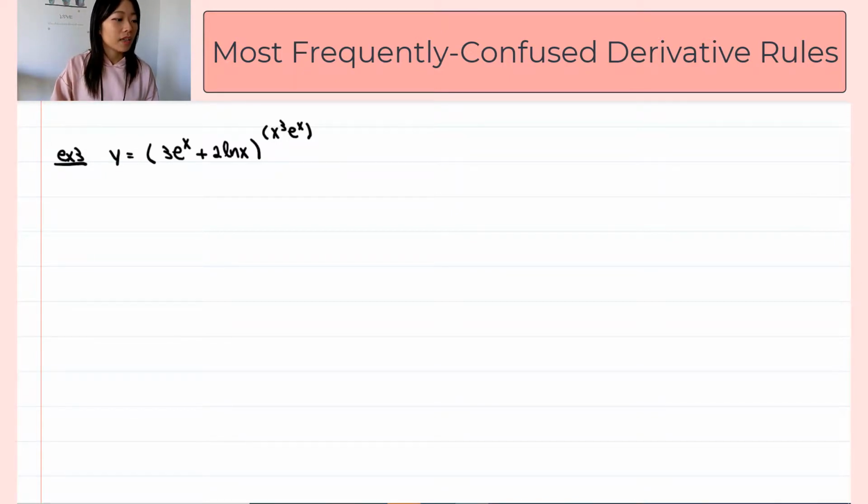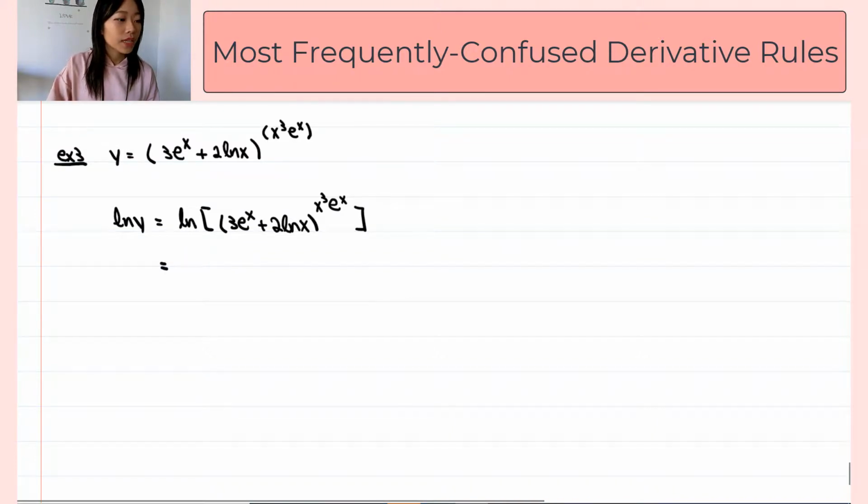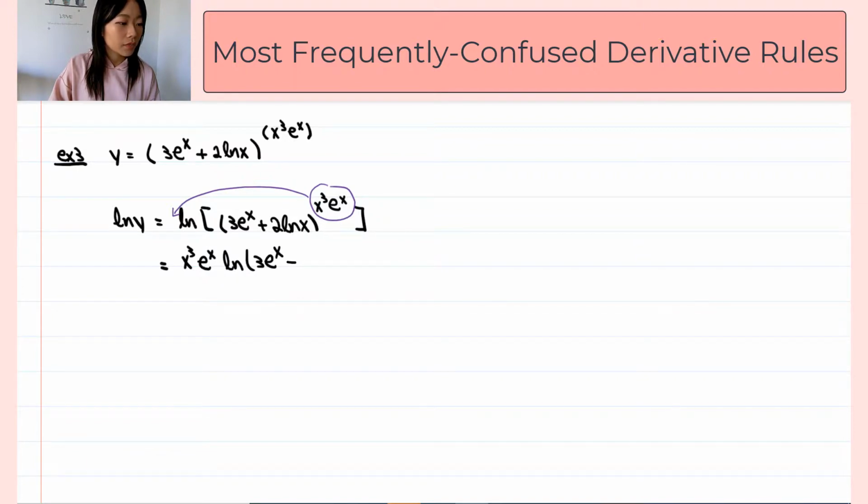First step is to take ln on both sides. Ln of y equals ln of the right-hand side: ln of (3 times e to the power of x plus 2 times ln of x) to the power of (x cubed times e to the power of x). Then we use the property of log to bring the exponent in front of ln. So ln of y equals x cubed times e to the power of x times ln of (3 times e to the power of x plus 2 times ln of x).